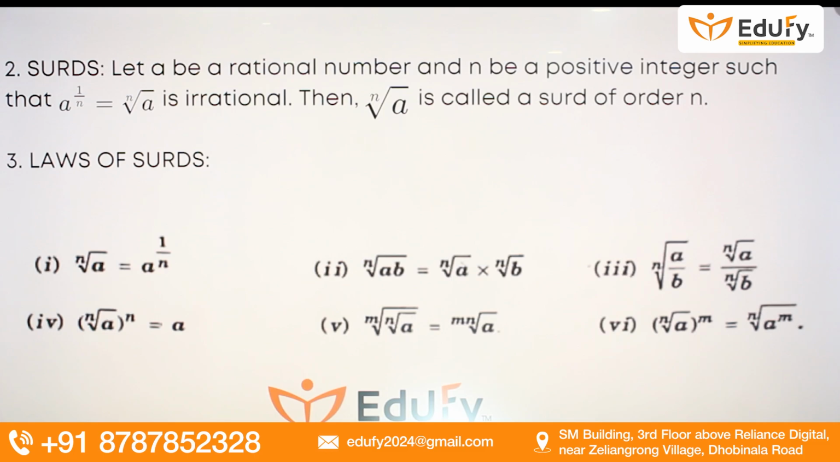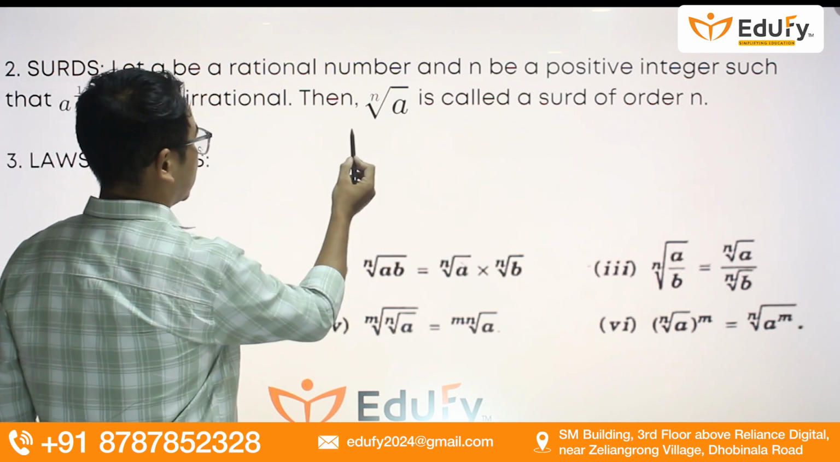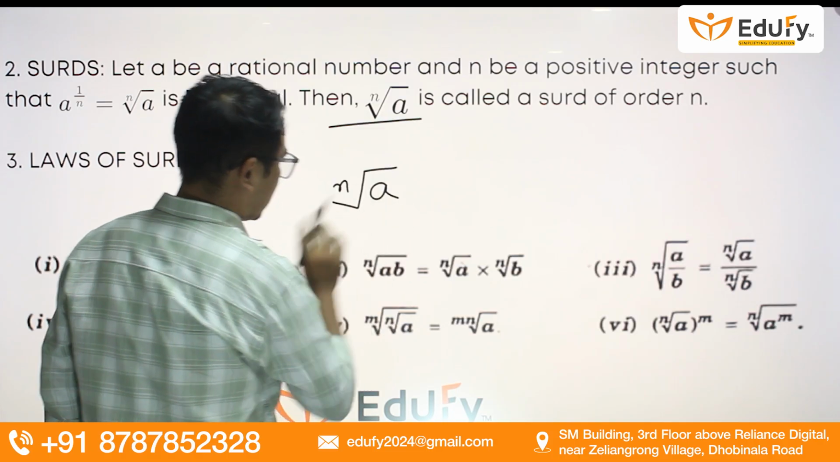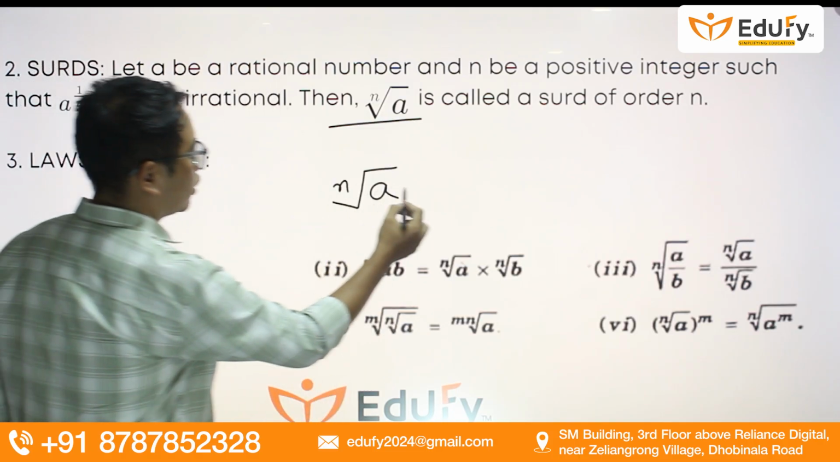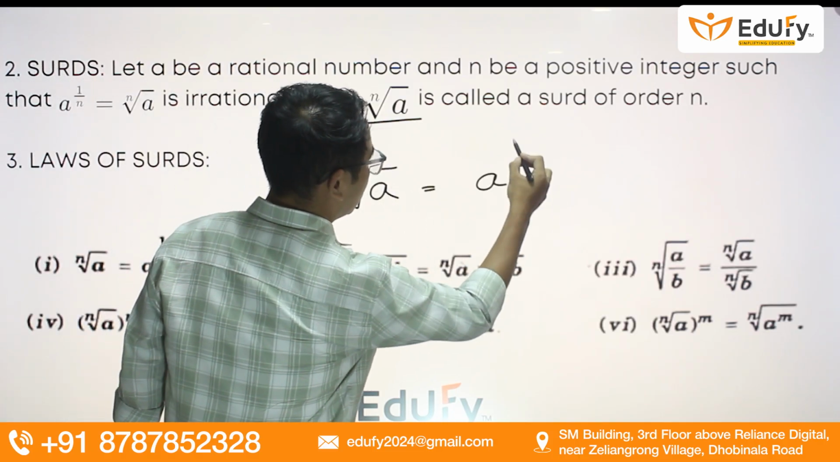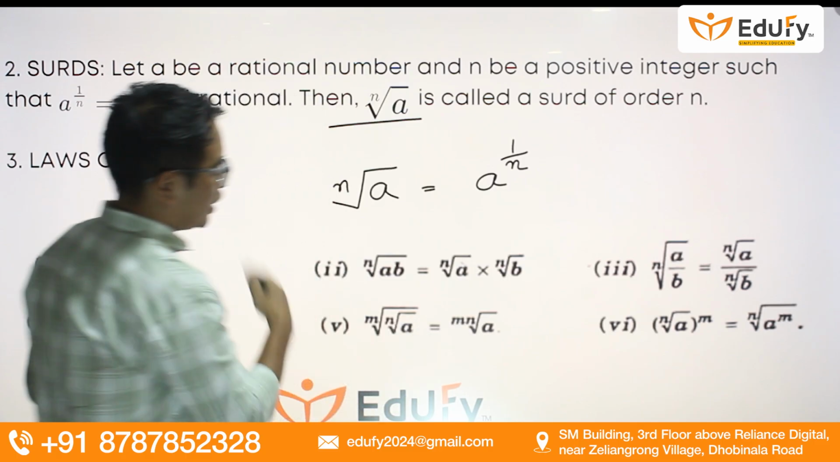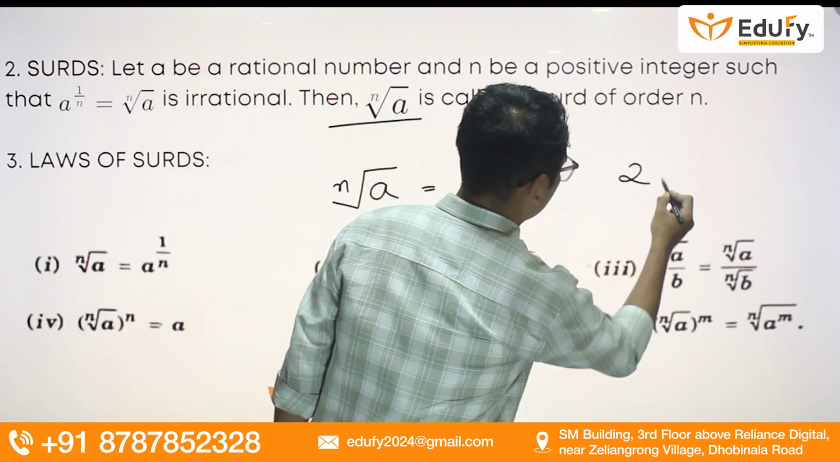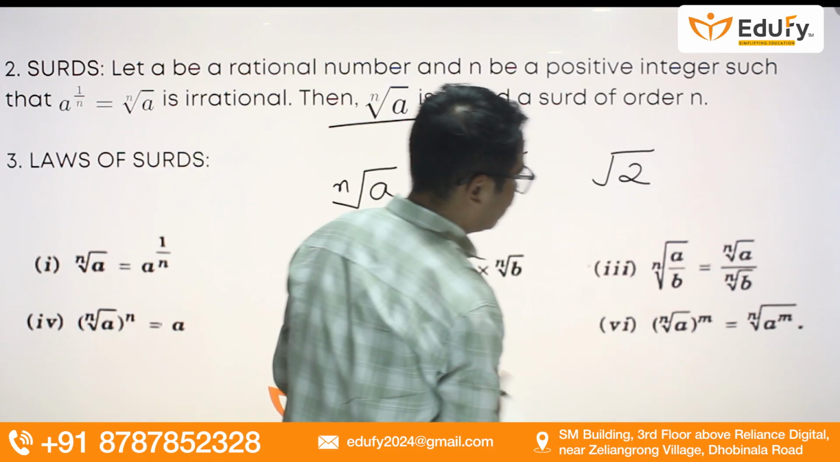Okay, so what are Surds? Let a be a rational number and n be a positive integer such that a to the power 1 by n is equal to a to the power m. When we write a root like this, we can always write it as a to the power 1 by n. It can be any root. For example, root over 2 is an irrational number, so obviously we cannot simplify it.